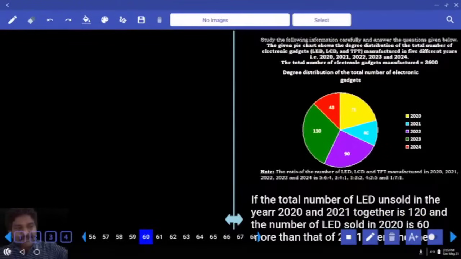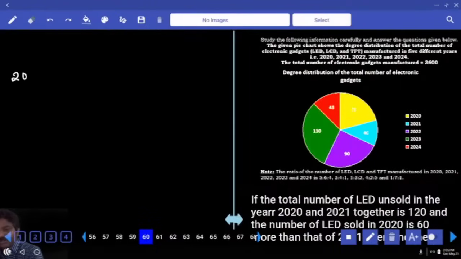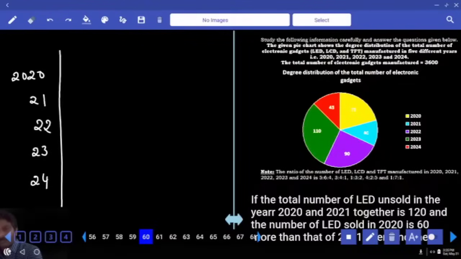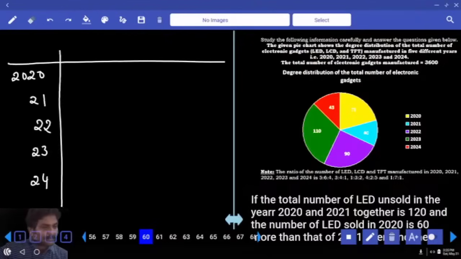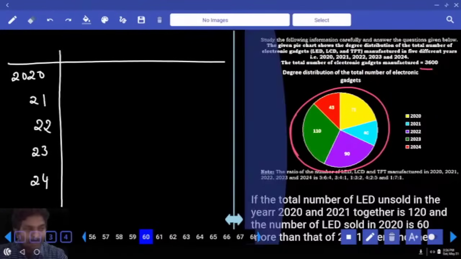The given pie chart shows the degree distribution of the total number of electronic gadgets, LED, LCD, TFT, manufactured in 5 different years. Okay. Right. So it is 2020, 21, 22, 23, 24. So this is in degree distribution, right? Total how many degrees? Total how many number?